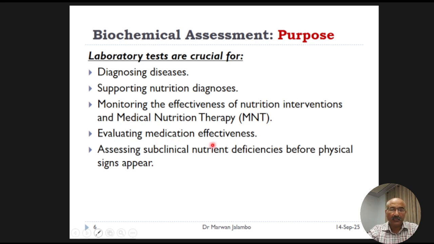And importantly, laboratory testing is critical for assessing subclinical nutrient deficiencies. This means we can identify a problem at the metabolic level long before any physical signs or symptoms of deficiency appear, allowing for early and more effective intervention. This concept of subclinical state is best illustrated by the nutrient continuum.